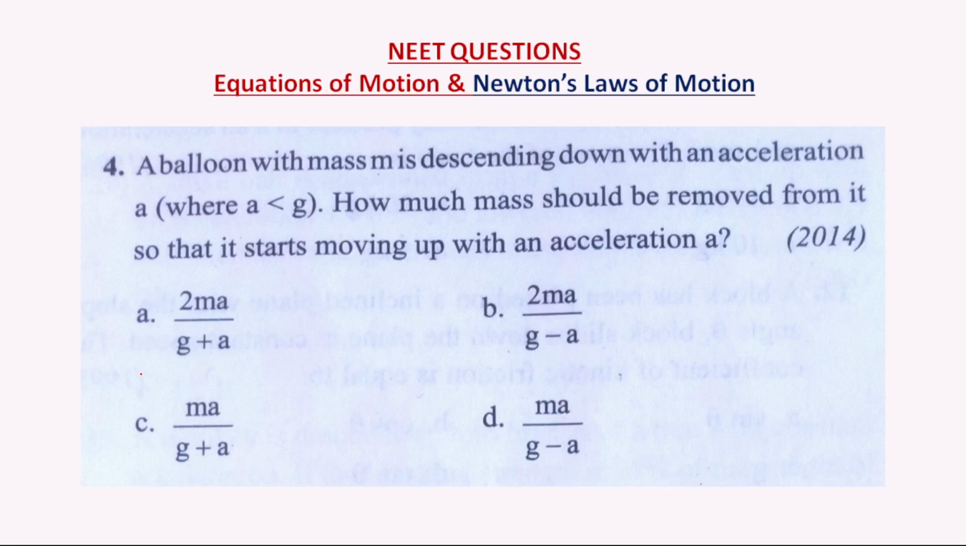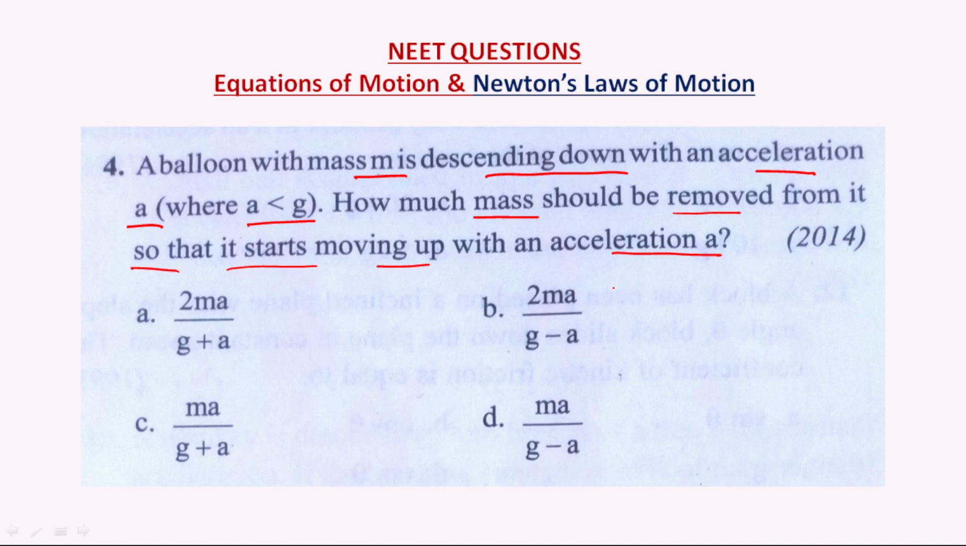Next question. A balloon with mass m is descending down with an acceleration a, where a is less than g. Now, how much mass should be removed from it so that it starts moving up with an acceleration a? Okay, so now let us see the diagram.